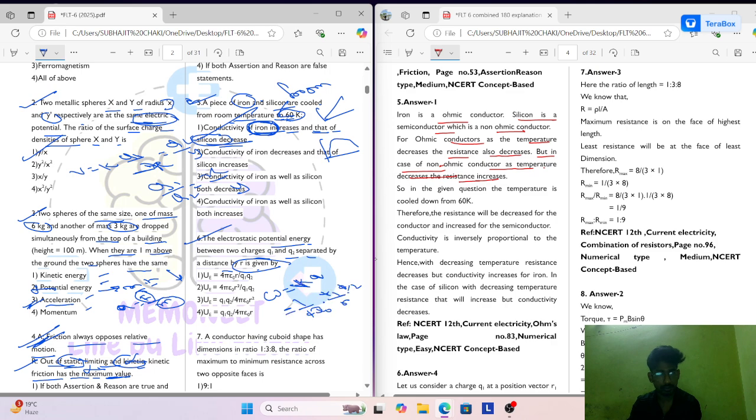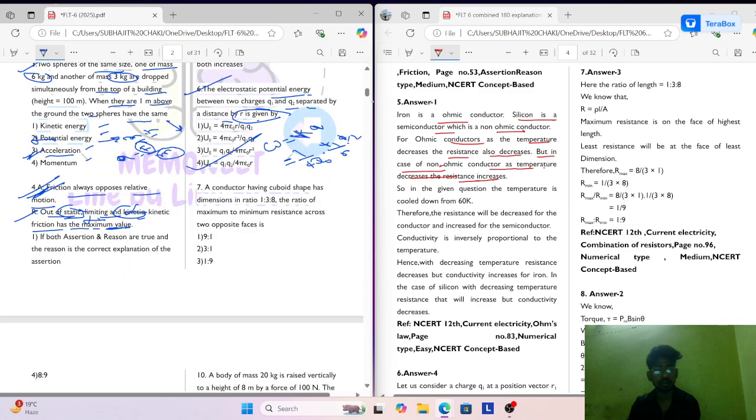So if you see all the options here, option number 4 looks like the correct option, because all of them have R square, where Q1 Q2 is in the denominator. So therefore, yeah, option number 4 is the correct option.